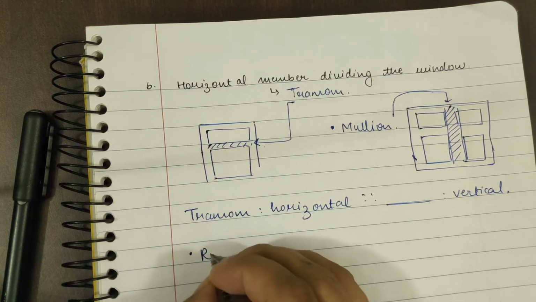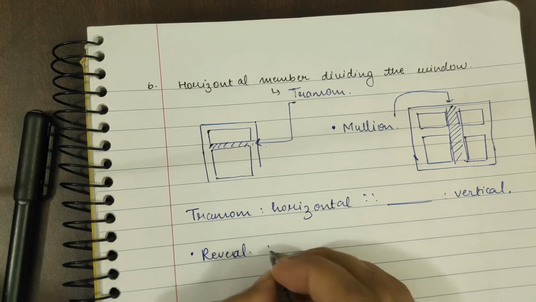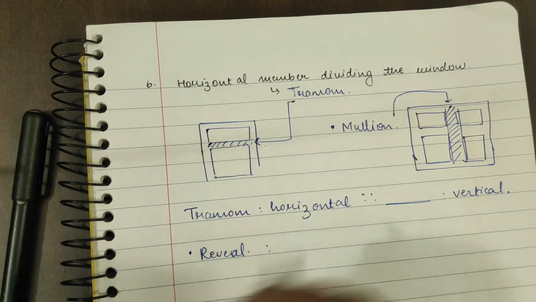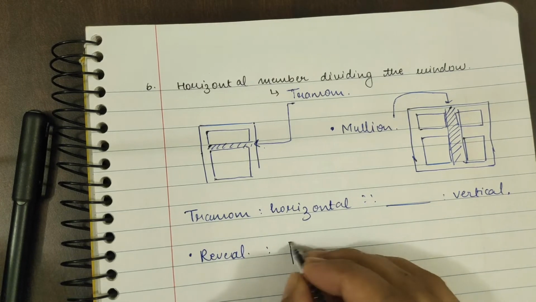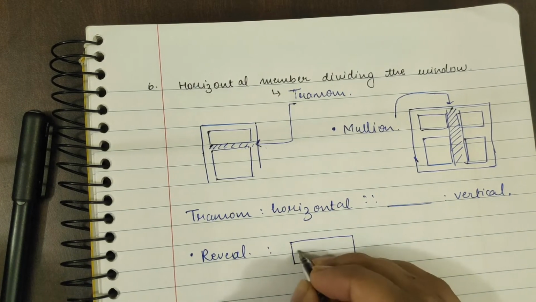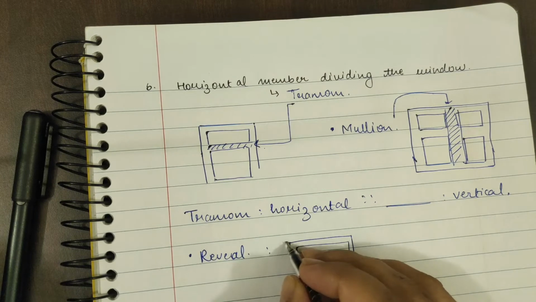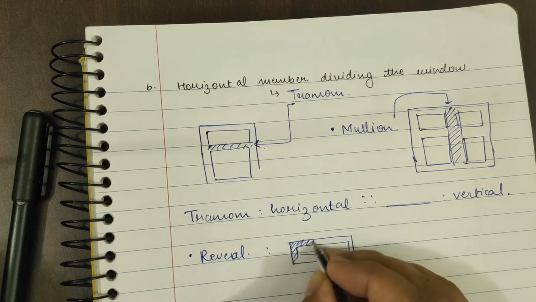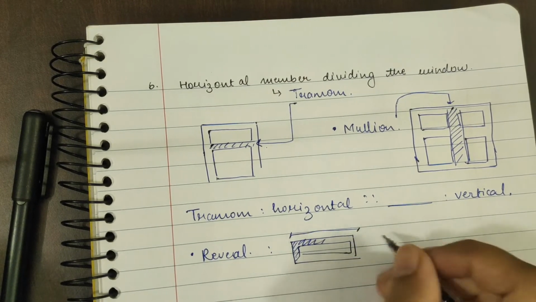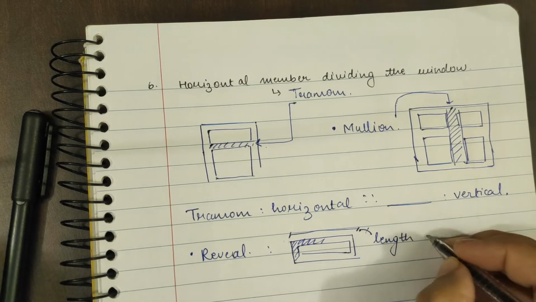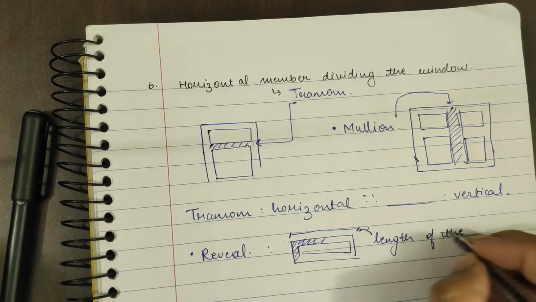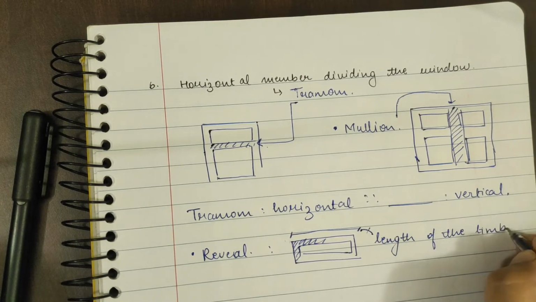Coming to the next option, reveal. Reveal is basically the whole of the timber surrounding the window. So the length of the timber, like you have a window and the whole of the timber which surrounds it. This length is termed as reveal. The length of the timber.